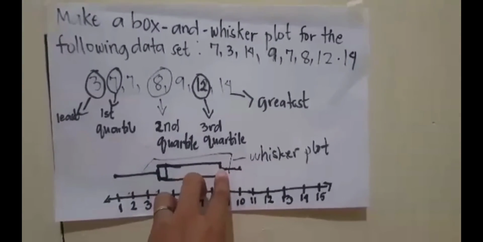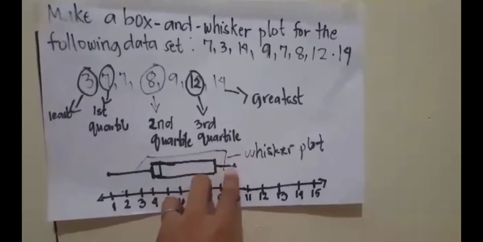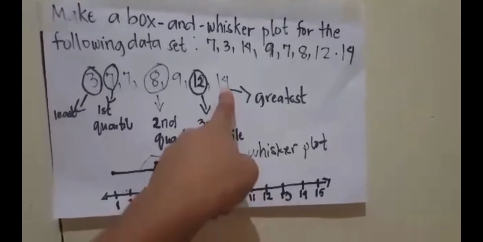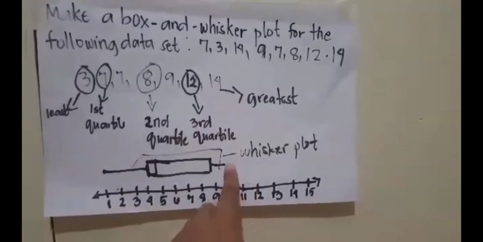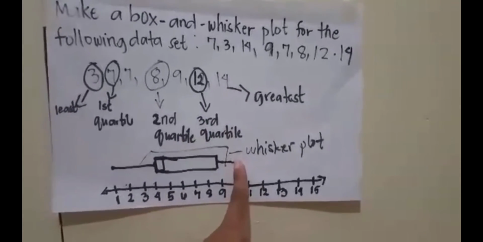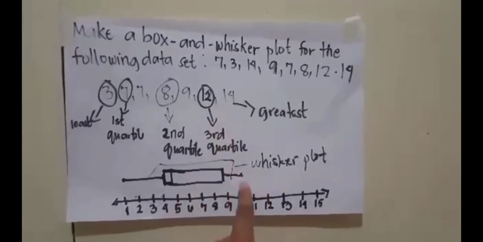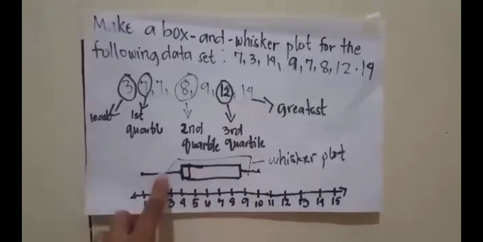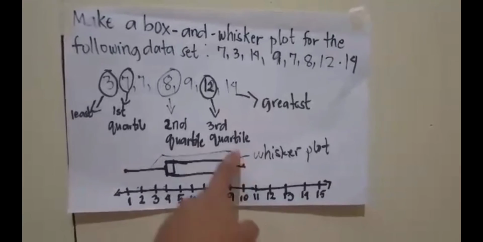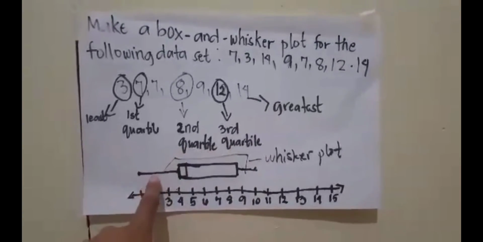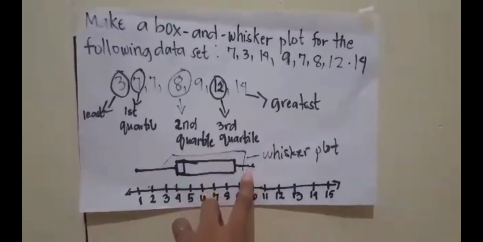Then, next naman, ito yung dito, I make a dot here. Ito yung greatest number. This one. Ang tawag dito sa line na to is whisker plot. This one, ang tawag dito is whisker plot.